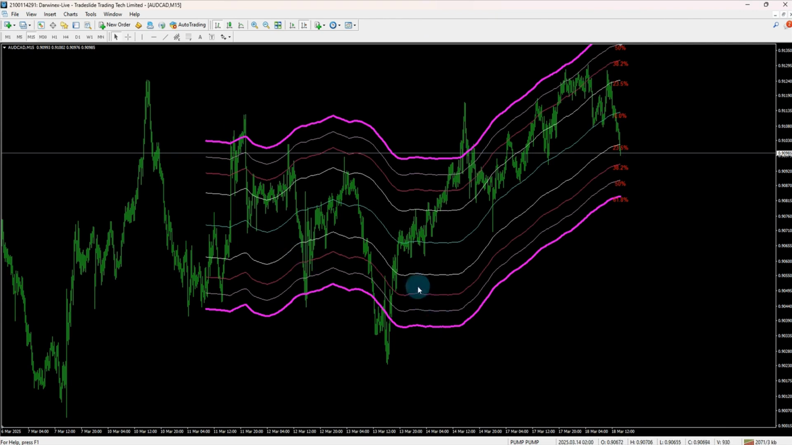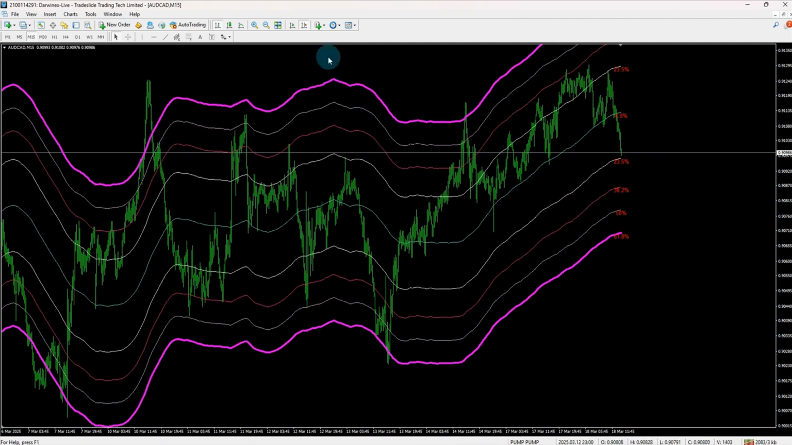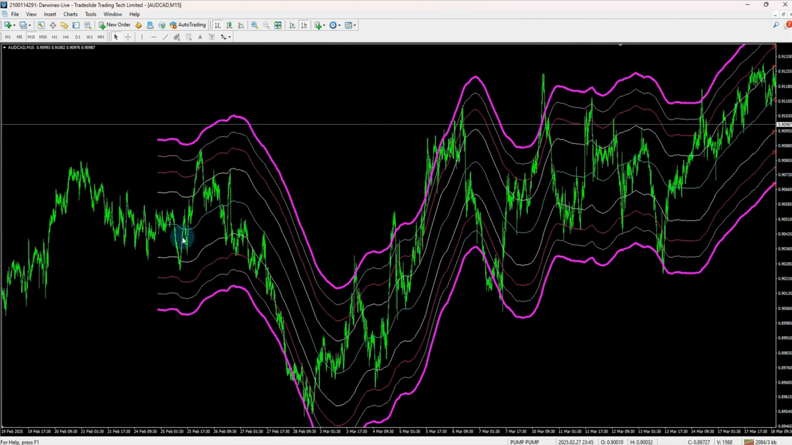And we close trades when the quotes touch this zero level. Here it is, the zero level of the Fibonacci channel. This is the level where the price returns. In any case, let's say we set it here to 1500 bars, and you will see that throughout the entire available history, no matter where the price deviates, it still returns to the zero level.